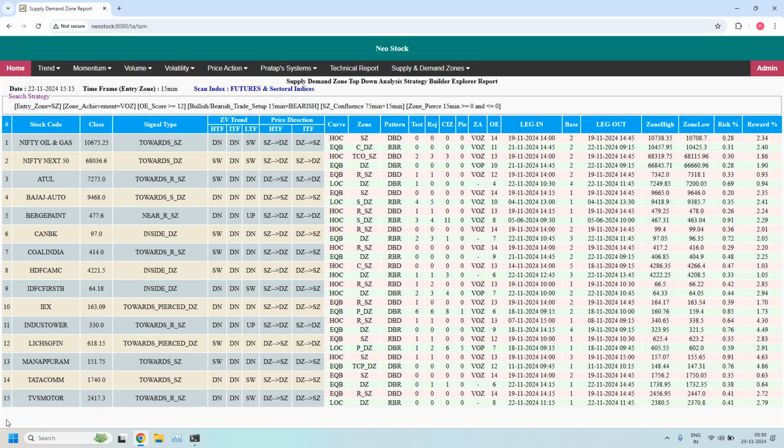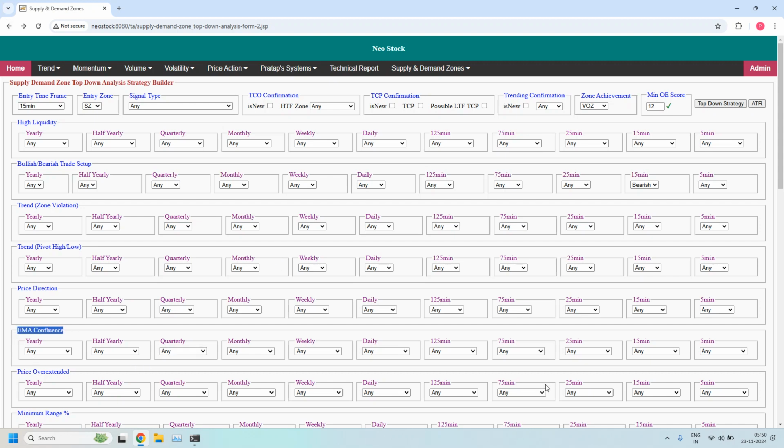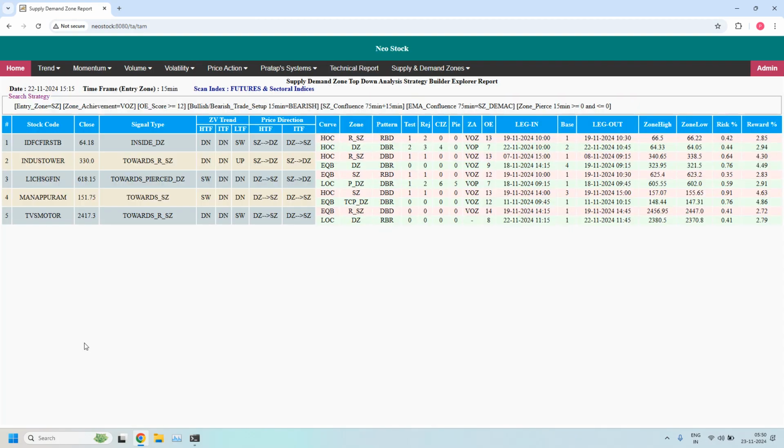In all these 15 stocks, the 15 minute supply zones are part of the 75 minute supply zone, and the 75 minutes trend is down in all these stocks. If any of these 75 minute supply zones are having daily EMA confluence, they are even more high probability trade setup supported zones. Let's verify. In the EMA confluence, at 75 minutes time frame, because the 15 minute zone is part of the 75 minute zone, the 75 minute supply zone having daily EMA confluence filter is enabled. With this filter, we got 5 stocks. So these 5 zones are even more high probability setup supported zones based on LTF, ITF confluence and EMA confluence.